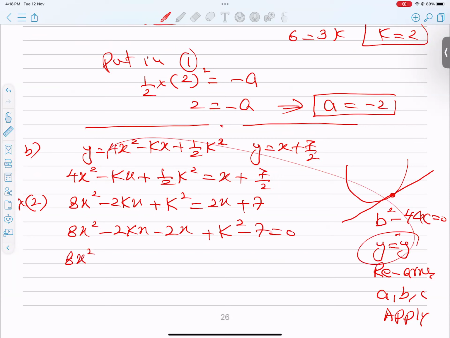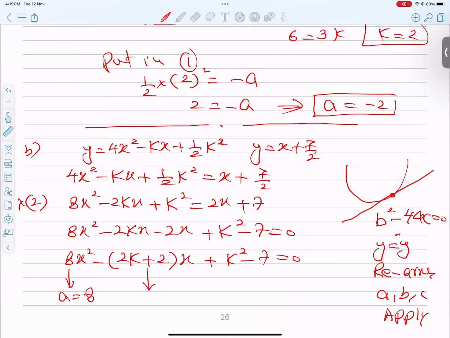So why have I done this? Alhamdulillah. Rearrangement I am doing to get A, B, C. What is ABC? A is, let me write x common out, 2 common out. So 2 is not compulsory. If you take common out, good. If you don't take common out, no issue at all. So plus k squared minus 7. For your knowledge, this is called A.